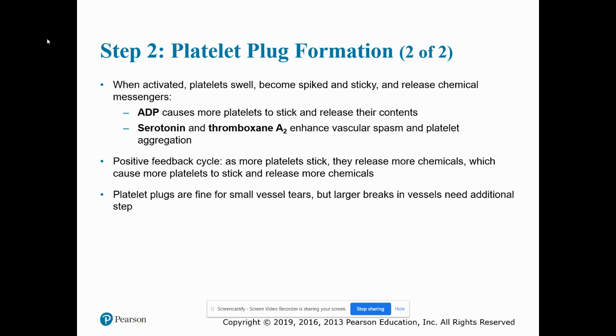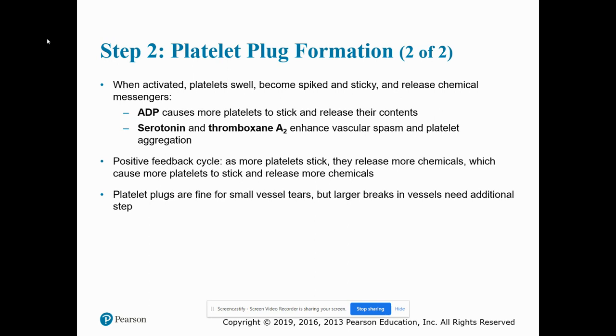Maybe you could see by reading this, when it says ADP causes more platelets to stick and release their contents, that this is a positive feedback cycle. As more platelets stick, they release more chemicals, which attract more platelets to stick, which are going to cause more chemicals to be released, which are going to cause more platelets to stick, and so on and so forth.